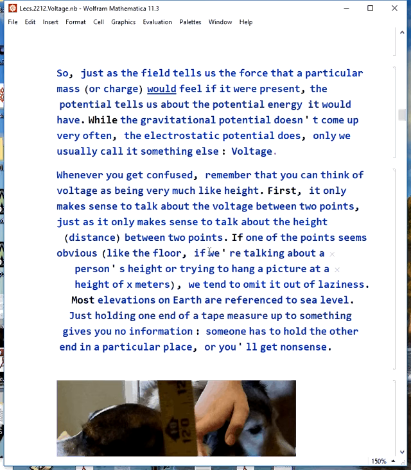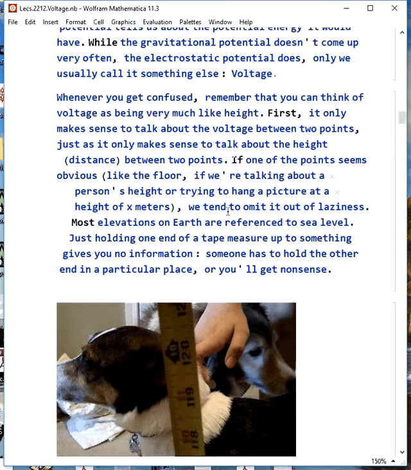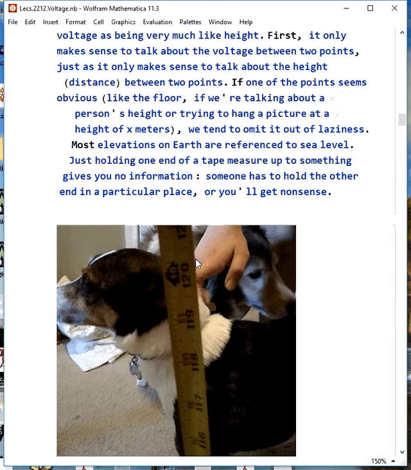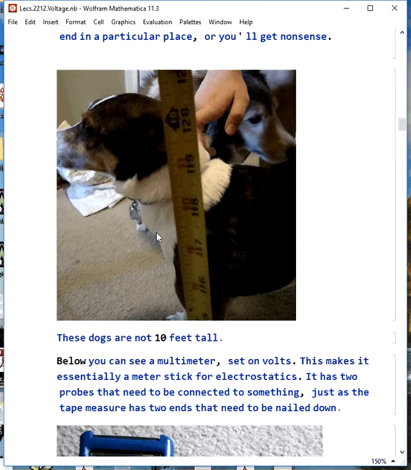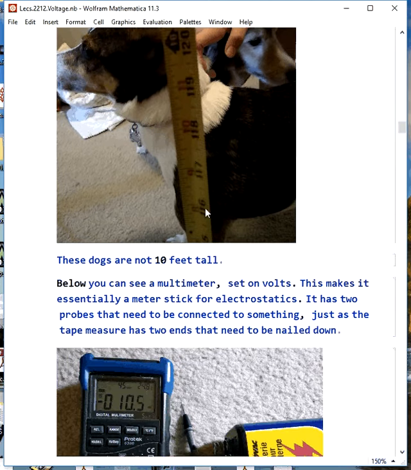Elevations on the Earth are typically measured relative to sea level, but just holding up one end of a tape measure doesn't tell you anything. For example, we've got the 10-foot mark on this tape measure aligned with the top of this dog's head, and this dog is not 10 feet tall. The bottom of the tape measure has to be on the ground if it's going to be something we all understand.